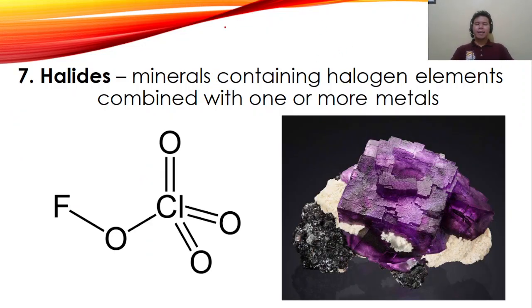Next, we have halides. We're almost done. Halides are minerals containing halogen elements combined with one or more metals. Halogen elements combine with fluorine, oxygen, and chlorine. So this is an example of a halide group of minerals.